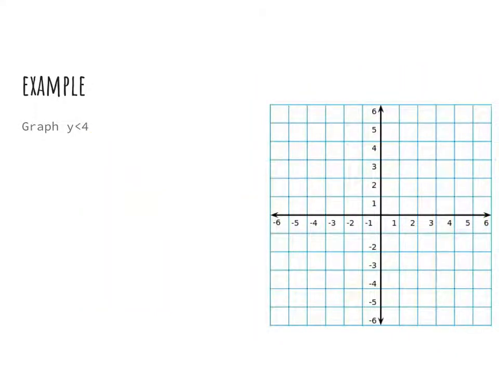These last couple are going to be special examples. So y is less than 4. Okay? So we're going to treat this like y equals 4. That is a horizontal line. That's a constant function that we talked about last lesson. Okay? So we got a horizontal line here.